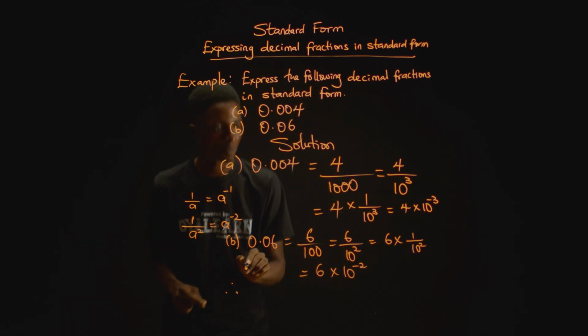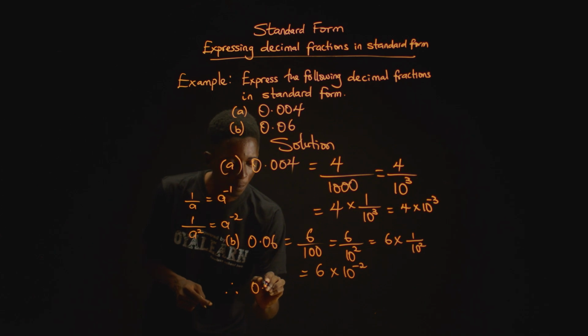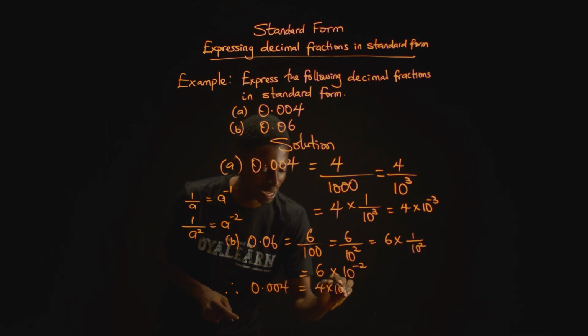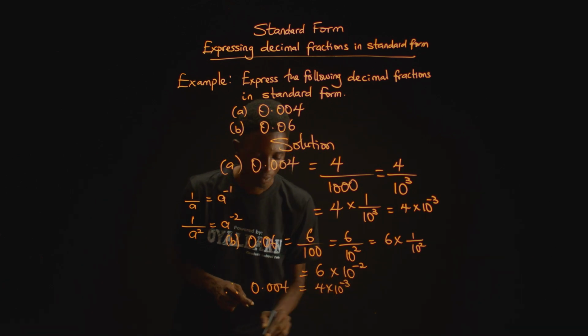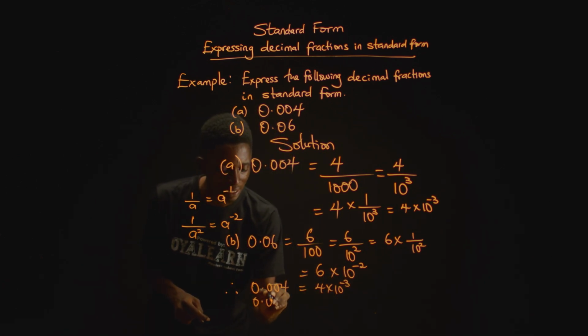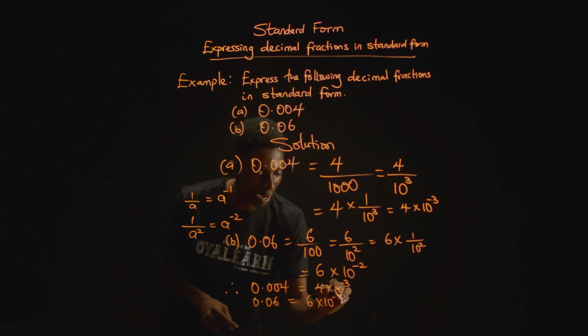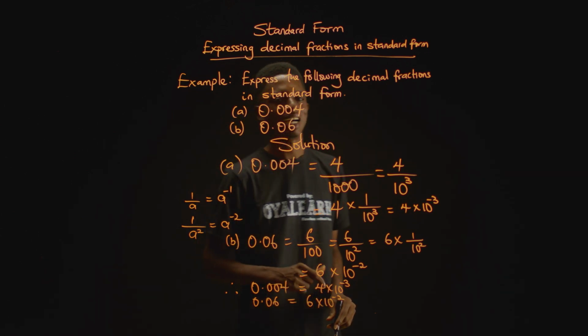So let's conclude. Therefore, 0.004 is 4 times 10 raised to the power minus 3. And then 0.06 is 6 times 10 raised to the power minus 2 in standard form.